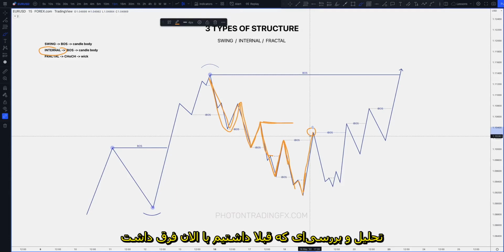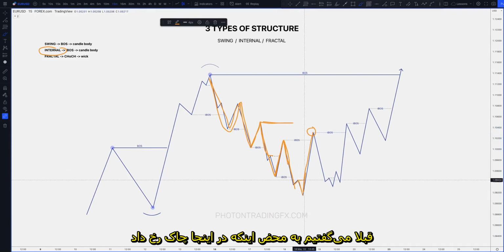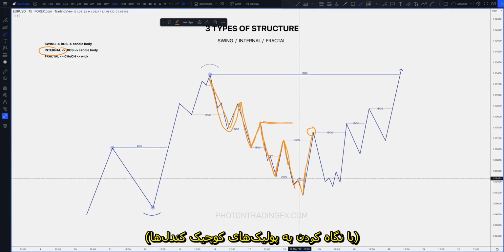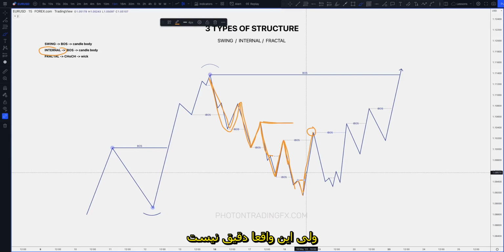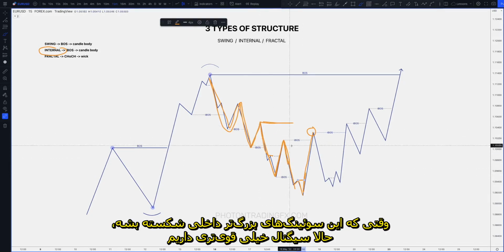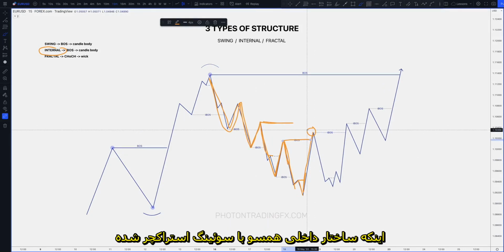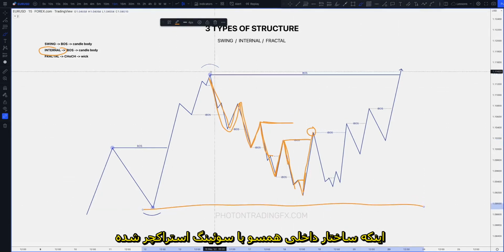Before, what we were saying, which is not as clear cut as this, is that once we get a change of character here, by looking at those little candle pullbacks, then the internal structure is now bullish. But that's not really that accurate. It's when you get those larger internal swings like this and that then breaks, that you get a much stronger signal that the internal structure is now aligned with the overall swing structure.